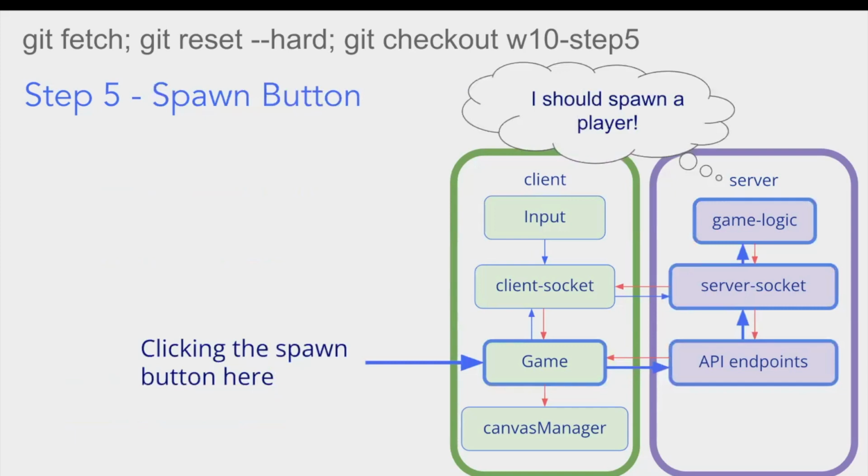So just an overview of what we're going to be adding. We're going to be adding a spawn button to our game page. And when we click the spawn button, we're going to send an API request to the backend, which will communicate with the server socket and the game logic to actually spawn in the player into the game state. And then finally, the server is going to communicate that information back to the client, and the client is going to be able to render the player and get information through updates.